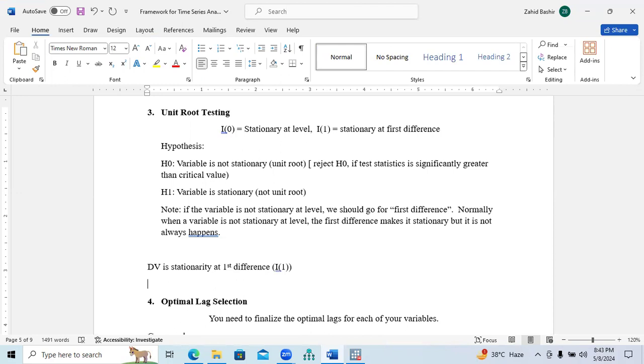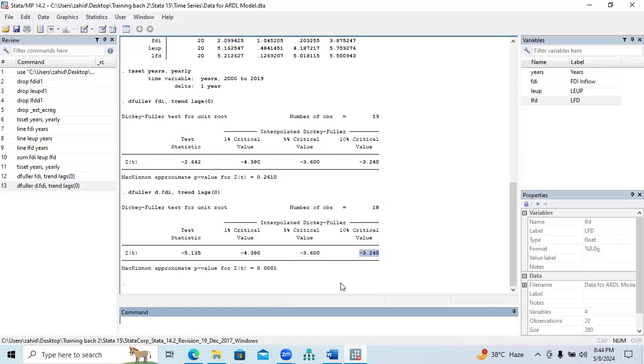Now we need to see whether our IVs may be stationary at first difference or may be mixed. Mixed means some of them may be stationary at level and some of them may be stationary at first difference. So we can verify from here. We can run the same command and replace the variable names from here. The second variable, which is an independent variable.